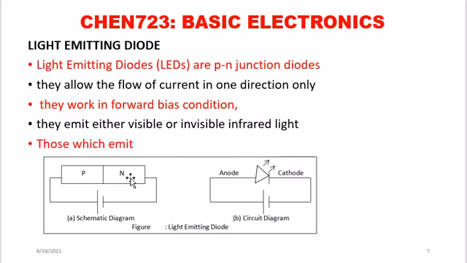So this is your battery. This is the positive terminal and this is the negative terminal. What happens is this: whenever you supply this positive, it will push the holes toward the junction, and this negative will push electrons toward the junction. And for this reason, the flow of current will start.